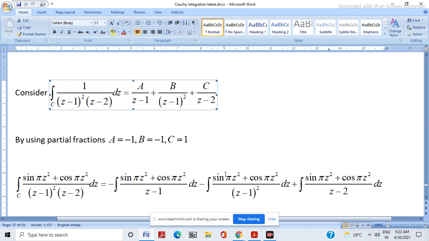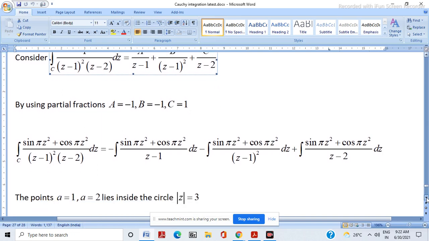Now for the second integral, f of z is sin pi z square plus cos pi z square divided by B by (z minus 1) whole square. But B is minus 1, so minus 1 by (z minus 1) whole square. Plus the third integral, f of z, sin pi z square plus cos pi z square, into C by z minus 2. But C is 1, so 1 by z minus 2.